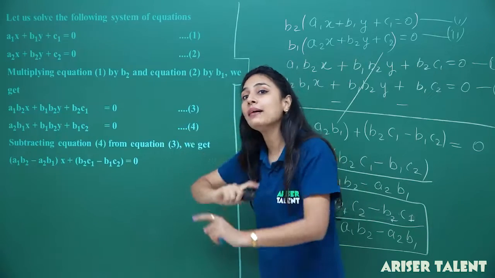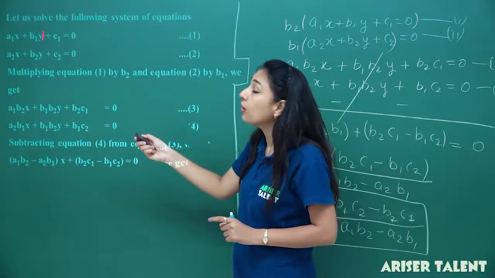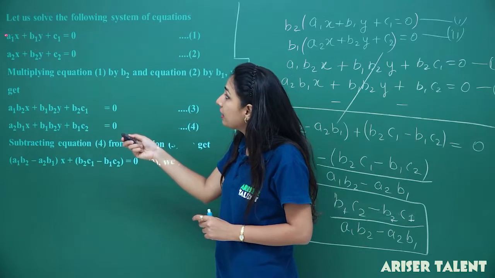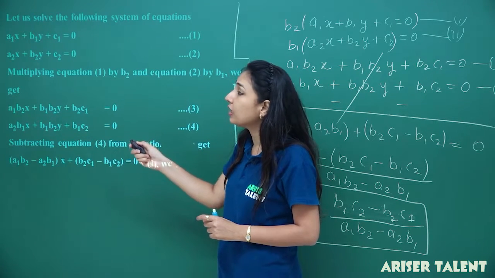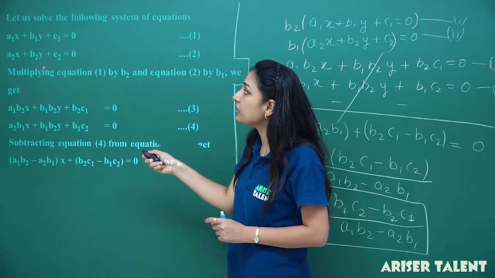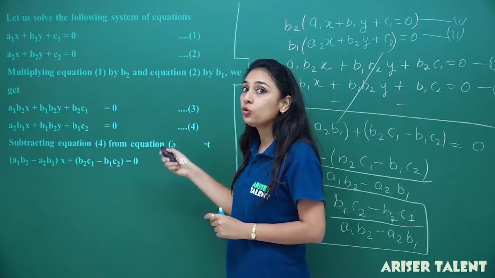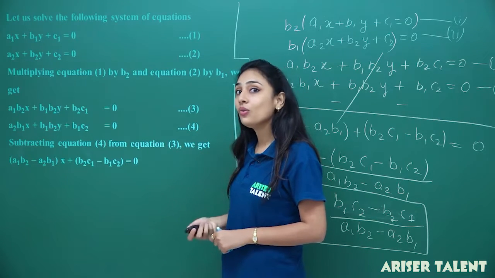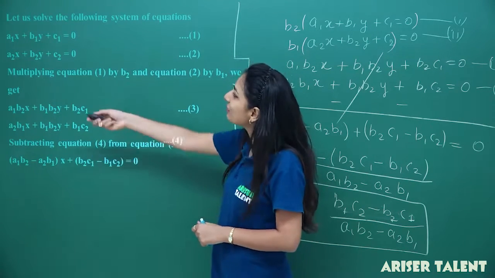What you did was vanish the terms of y and find out the value of x. Now, if you have to find the value of y, what will you do? You'll simply multiply this equation by a2, so that will become a1 a2x. Now this equation by a1, that will become a1 a2x. Now what will you do? You will just subtract it.